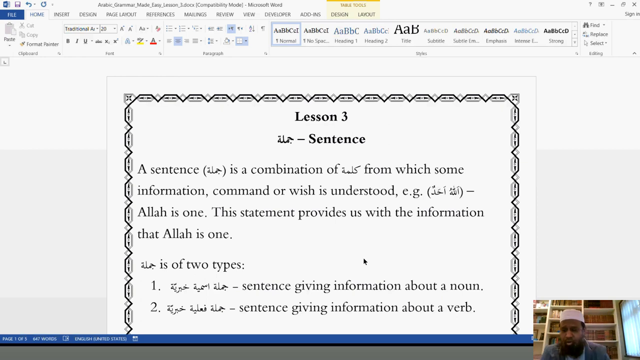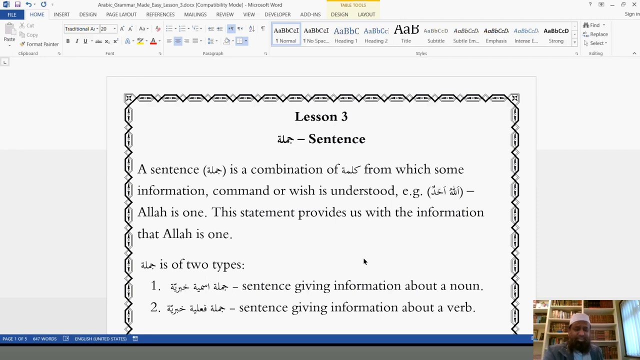Example, Allahu Ahadun. Over here, this is a complete sentence. We get the information, Allah is one. We get the full information that Allah is one by just saying this sentence. Jumla is of two types.